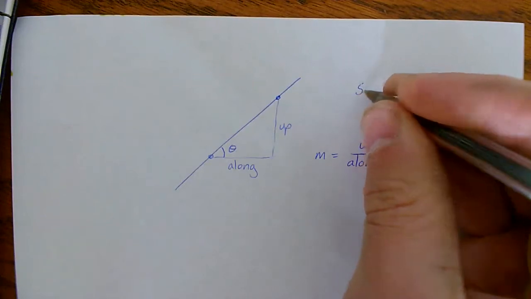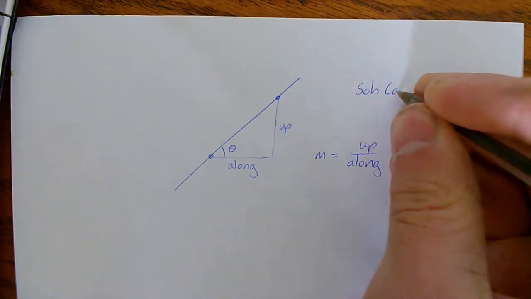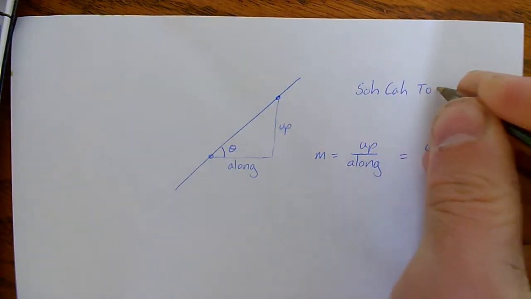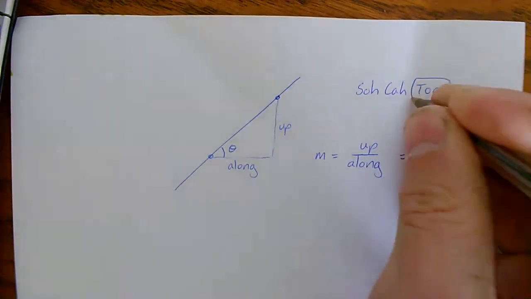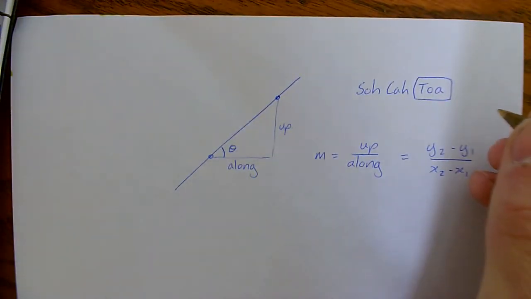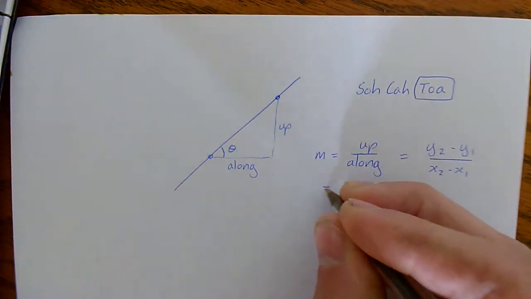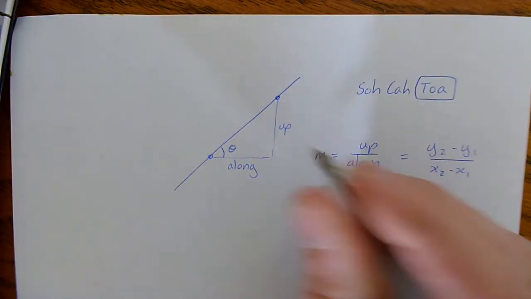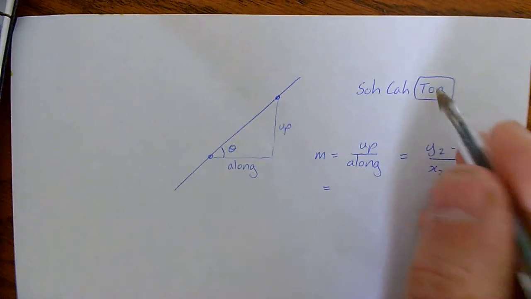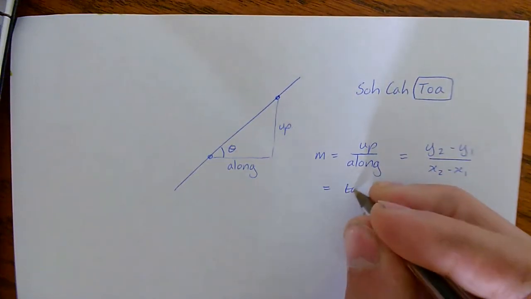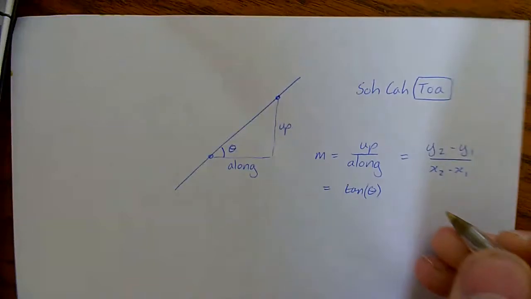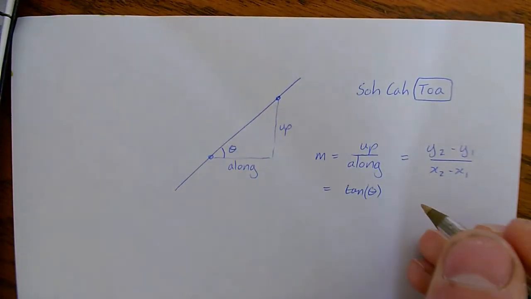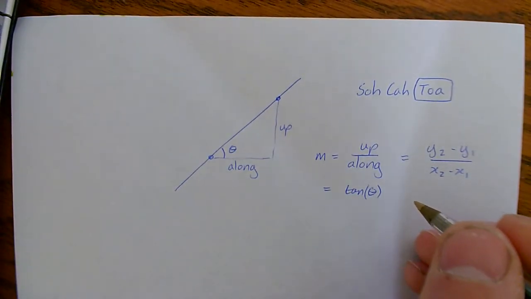And then I'm thinking, oh, SOHCAHTOA. Well, I've got opposites and adjacents, so I'm talking about TOA. So I see that this is not just up over along, this is opposite over adjacent, but that's tan of that angle theta.